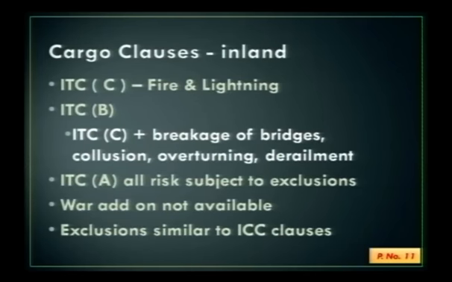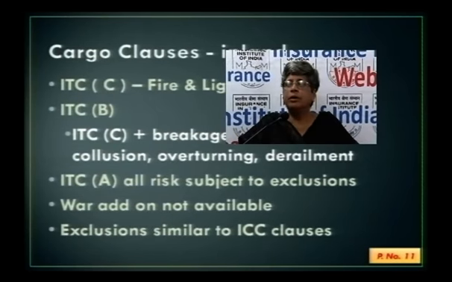ITC-B is the normal policy today in the market, which we call basic cover. It covers the ITC-C plus breakage of bridges, collision of two vehicles, overturning and derailment. And ITC-A is again and always subject to exclusions. War is not available for inland cargo because it is within the country, and all the exclusions that we saw in institute cargo clauses appear as exclusions in the ITC clauses too. So these are standard exclusions common to both types of policies.